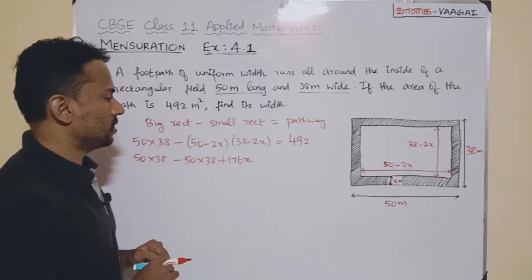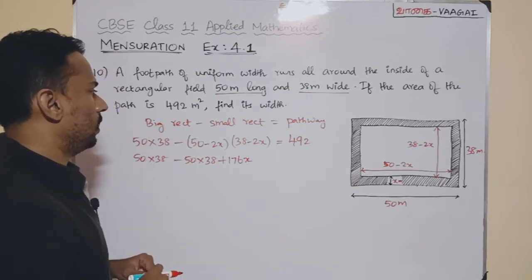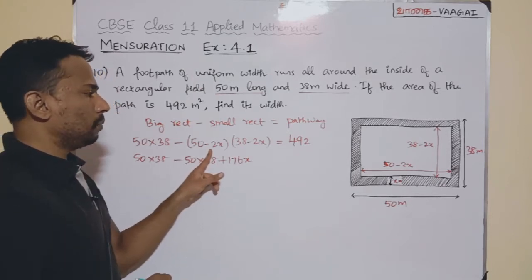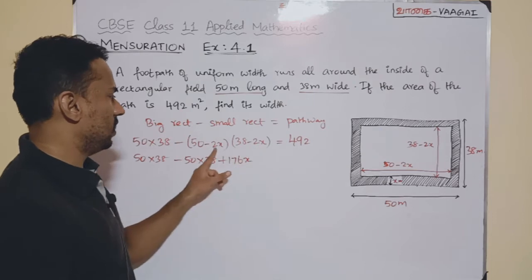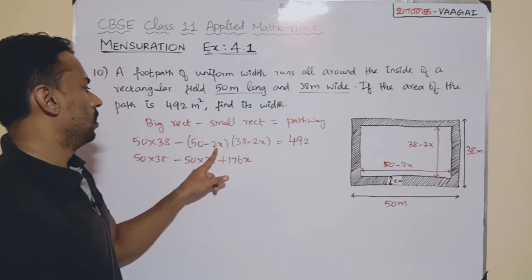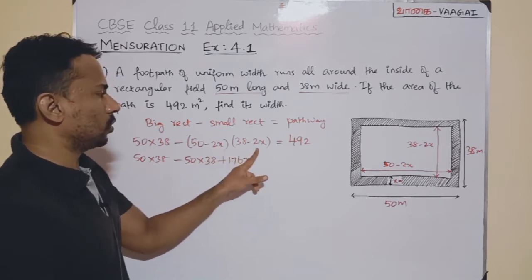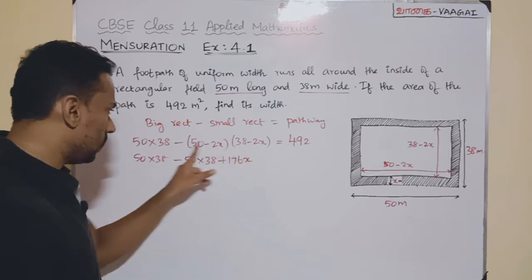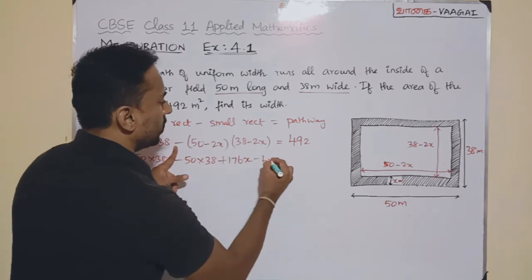And next we have to multiply these two values also, right? So here also we have values. Here, minus 2x into minus 2x will give you plus 4x square, but I have a minus outside, so this will become minus 4x square.